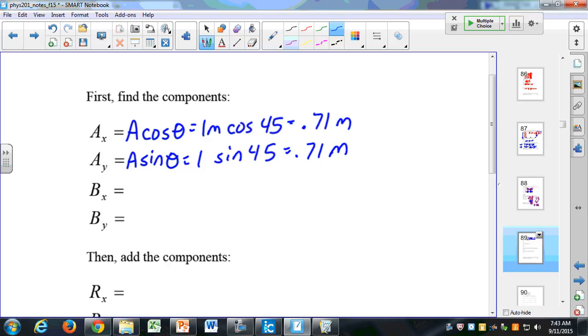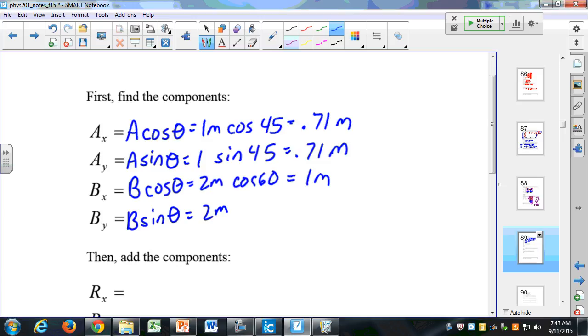And then for vector B, similar: B cosine theta, B sine theta. It was 2 meters. And then I have cosine of 60, right? Wasn't it 60? Of course, the cosine of 60 is a half, so that's equal to 1 meter. And the sine of 60 is like 0.86, so this is 1.7 meters.